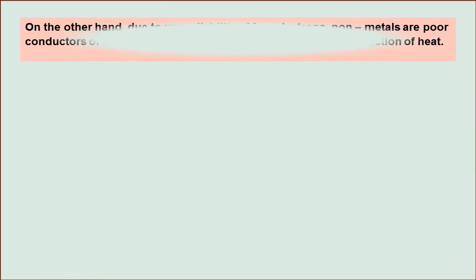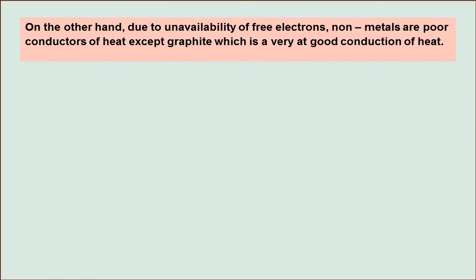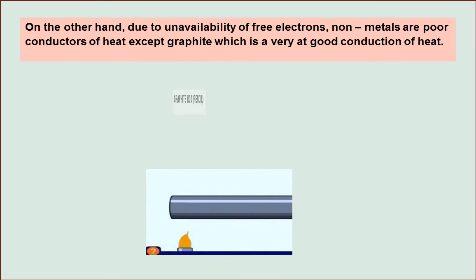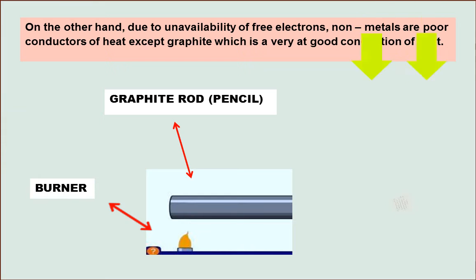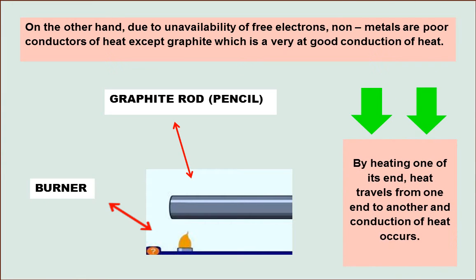But talking about the non-metals, due to unavailability of free electrons, they are poor conductors of heat, except only graphite, as you can see here. It conducts heat from one end to another end on heating with a burner. So we can conclude that it is a good conductor of heat.